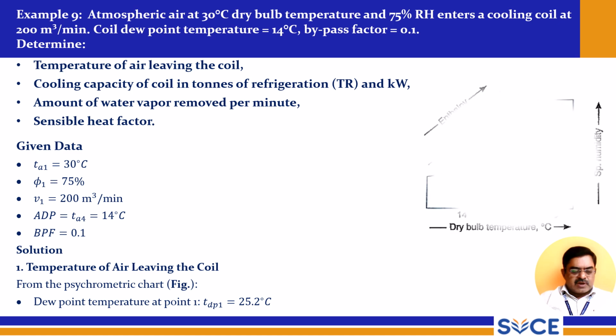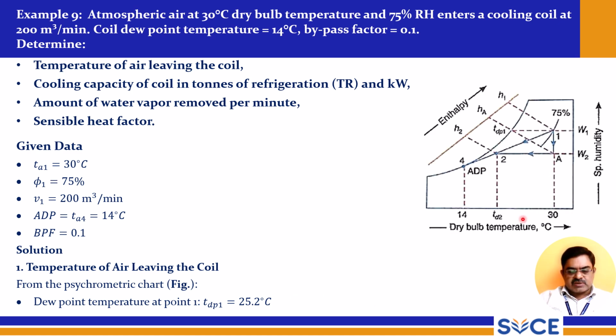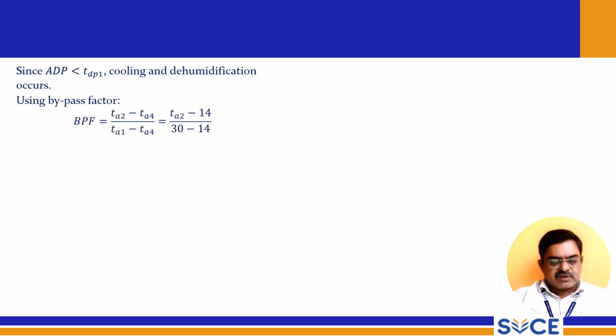And now we can find this through the psychrometric chart. As usual, from 1 to 2, extend that to 4, you will get ADP. And from the psychrometric chart, TDP1 equal to 25.2 degrees Celsius. Since ADP is less than TDP1, cooling and dehumidification occurs using bypass factor. So now we know BPF. From BPF we can find TA2. So TA2 is equal to 15.6 degrees Celsius.